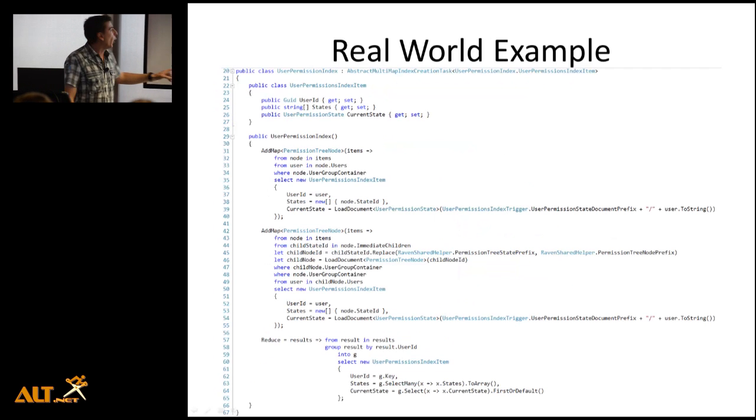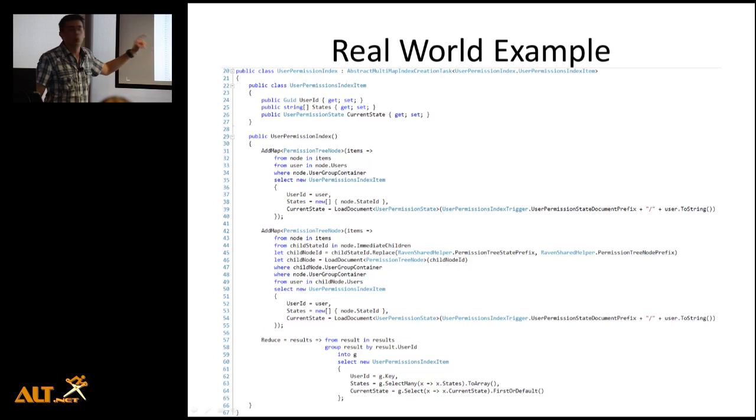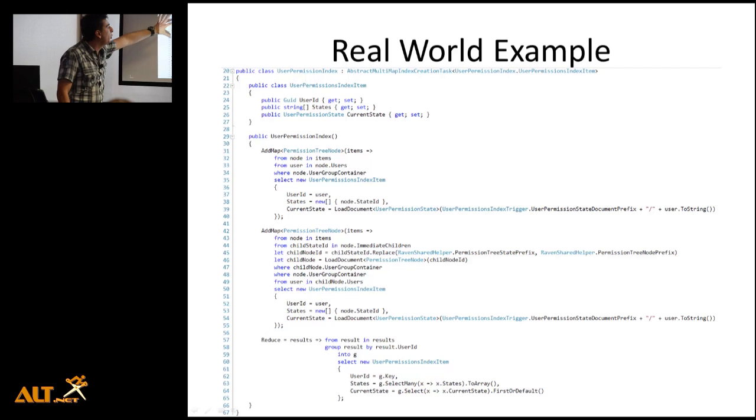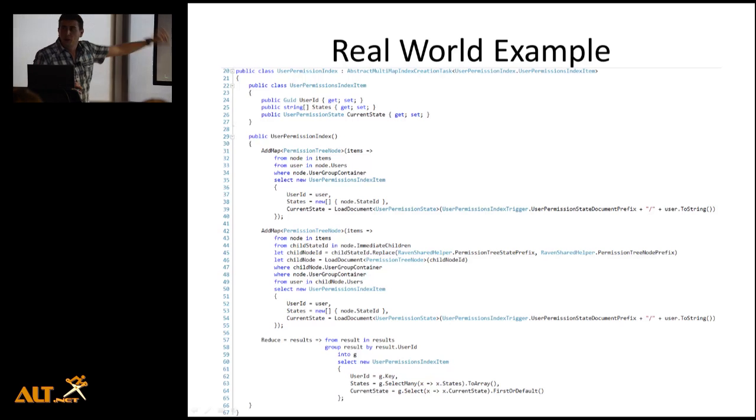I'm not going to go into this code, but here's our real world example of an abstract multi-map index creation task that is a multi-map reduce function that does recursive reduction to build a permission tree index, basically. There's a little bit of a performance bug here. There's a prize for whoever spots it. I didn't update the slide. We've already fixed it. Alrighty.